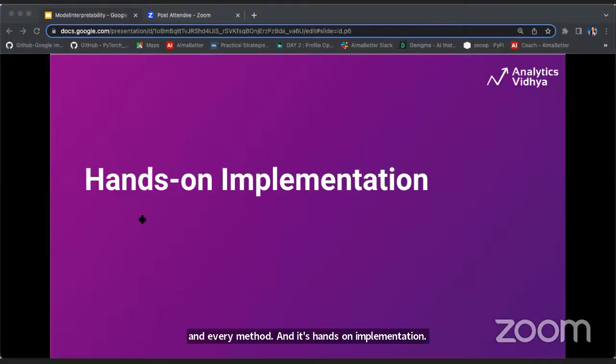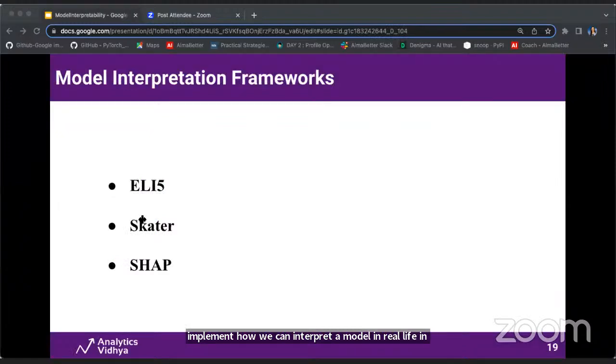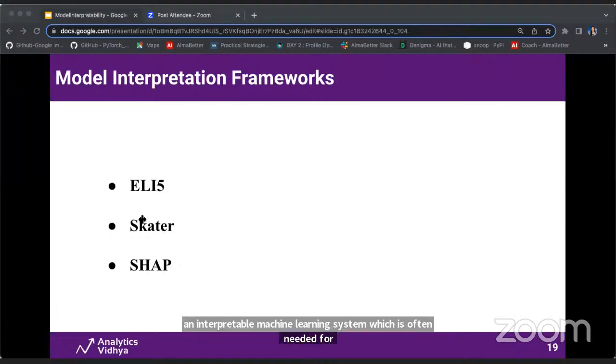So let's try to see a very simple example of how we can interpret a model in real life on a simple data set. There are certain frameworks for model interpretation. There are 3 existing frameworks. First is LIME, then we have Skater, and then we have SHAP. All these are open source frameworks that we can use for model interpretation, and they all help us interpret all forms of models, to help us build an interpretable machine learning system, which is often needed for real world use cases.